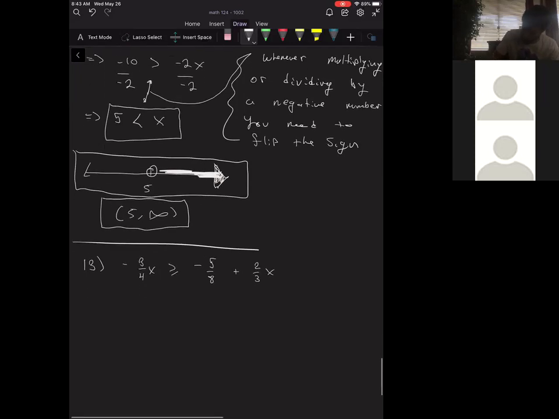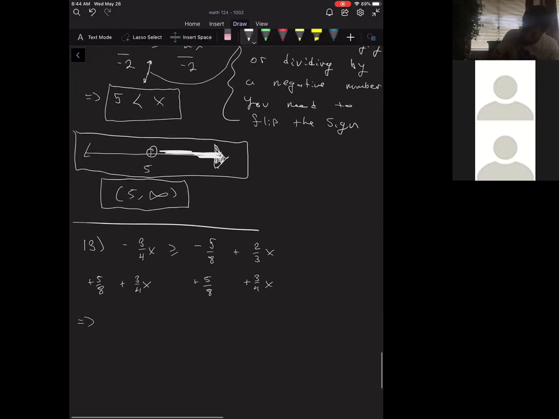All right. Well, one thing we can do here, we got to get the x's always on the same side, and then just numbers on the other side. So one step, let's get the x's over to the right-hand side. Let's add the 3 over 4x. And at the same time, let's move this minus 5 over 8 to the left-hand side. So plus 5 over 8.